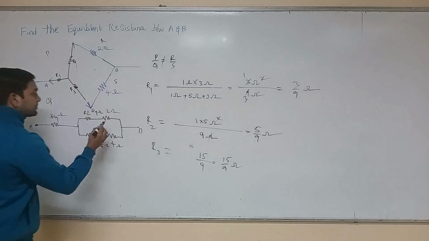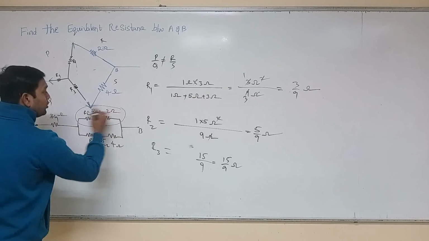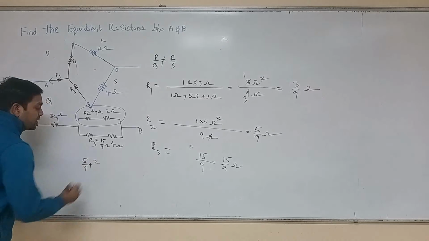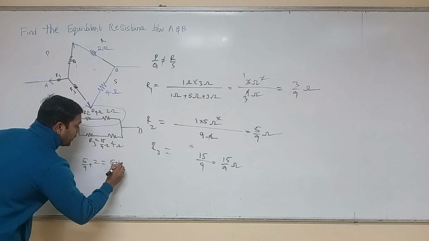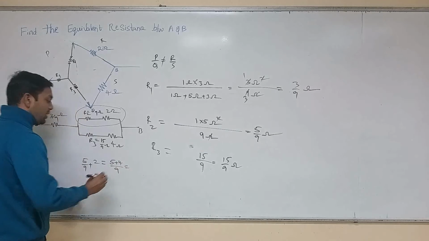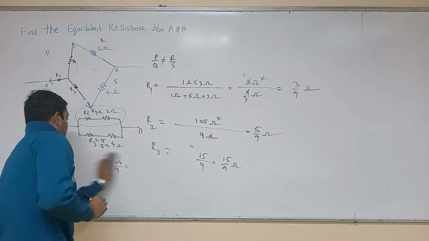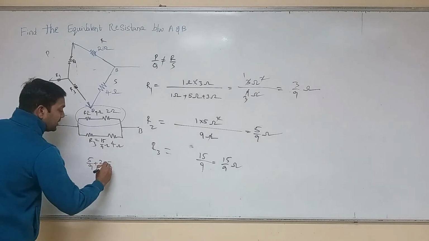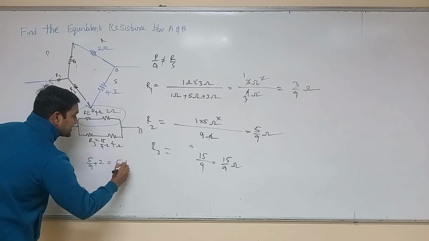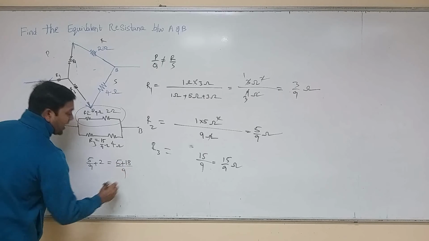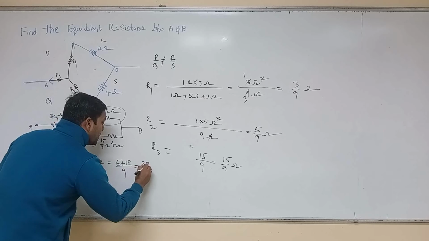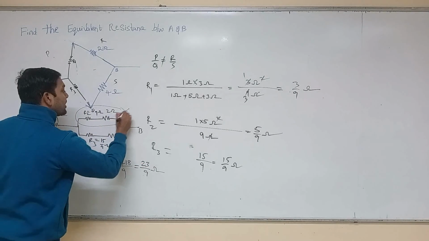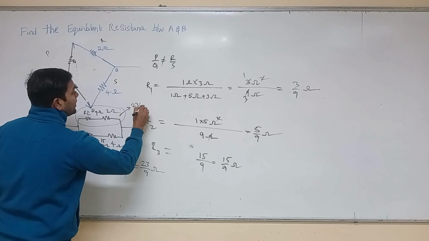Okay, so the equivalent resistance of these two will be equal to 5 by 9 plus 2. Sorry, here we are having 5 by 9 plus 2, which is equal to 5 plus 18 by 9. So here we are going to get 23 by 9 ohms.